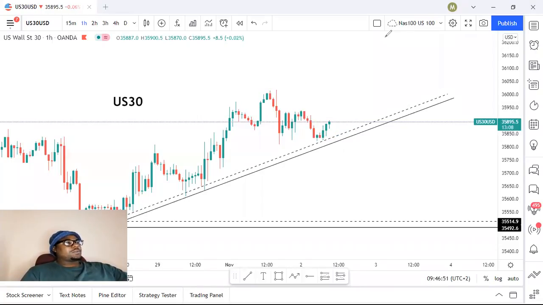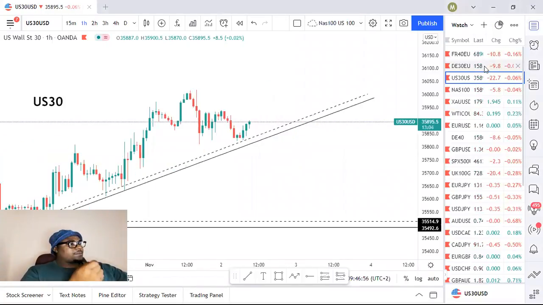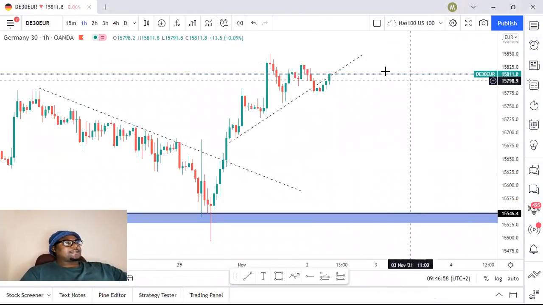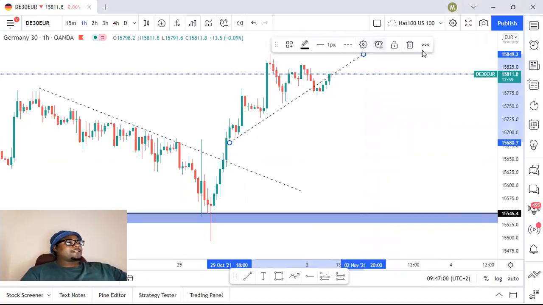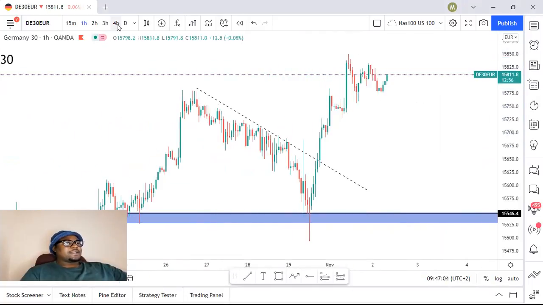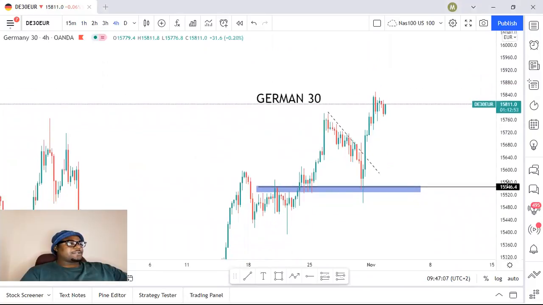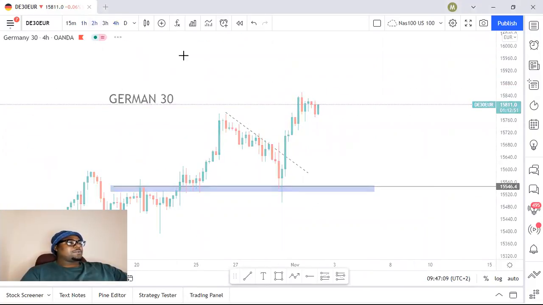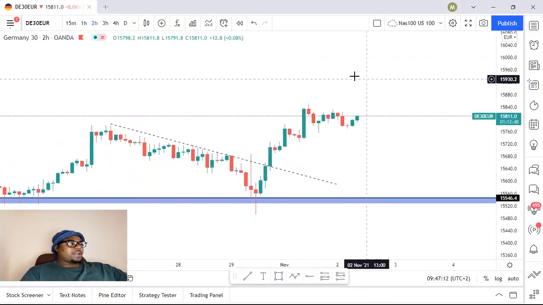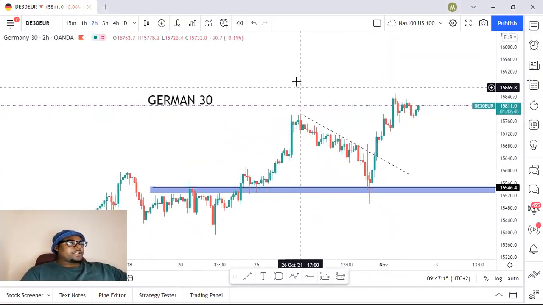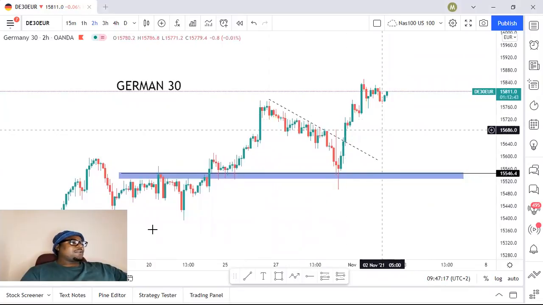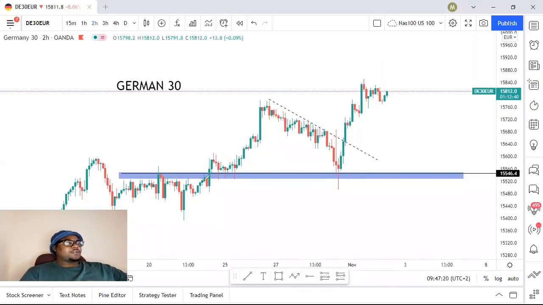So let's go to the next one, which is German 30. German 30 is also flying. So let's go on a 4-hour time frame so that you can see a bigger picture, or maybe a 2-hour time frame, because we want to see where we can buy this thing. On German 30, you can see that the market was previously going up on a very nice uptrend. You can see that. Then the market came back and created something like this, which shows that the market is no longer on that uptrend. So we had a resistance.